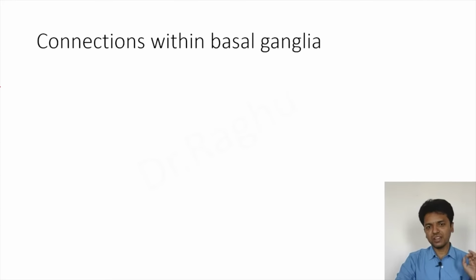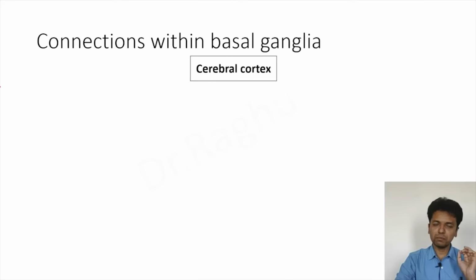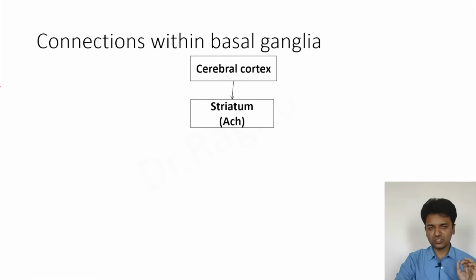Listen to this part carefully. This is the most important part and the most confusing part. Different books will tell it in a different manner, but I have taken my reference from Ganong and I am presenting you the same here. Okay, listen carefully. So what is the input? Input is arising from the cerebral cortex, and from the cerebral cortex, the input is going to the striatum.